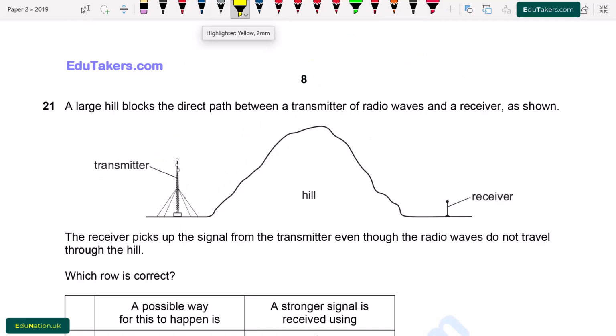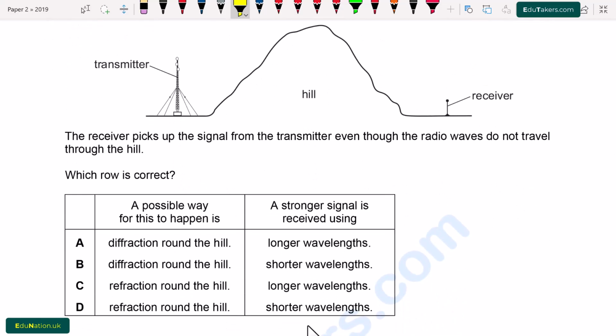Question number 21. A large hill blocks the direct path between the transmitter of the radio waves and the receiver, as shown. The receiver picks up the signal from the transmitter even though the radio waves do not travel through the hill. Which row is correct?